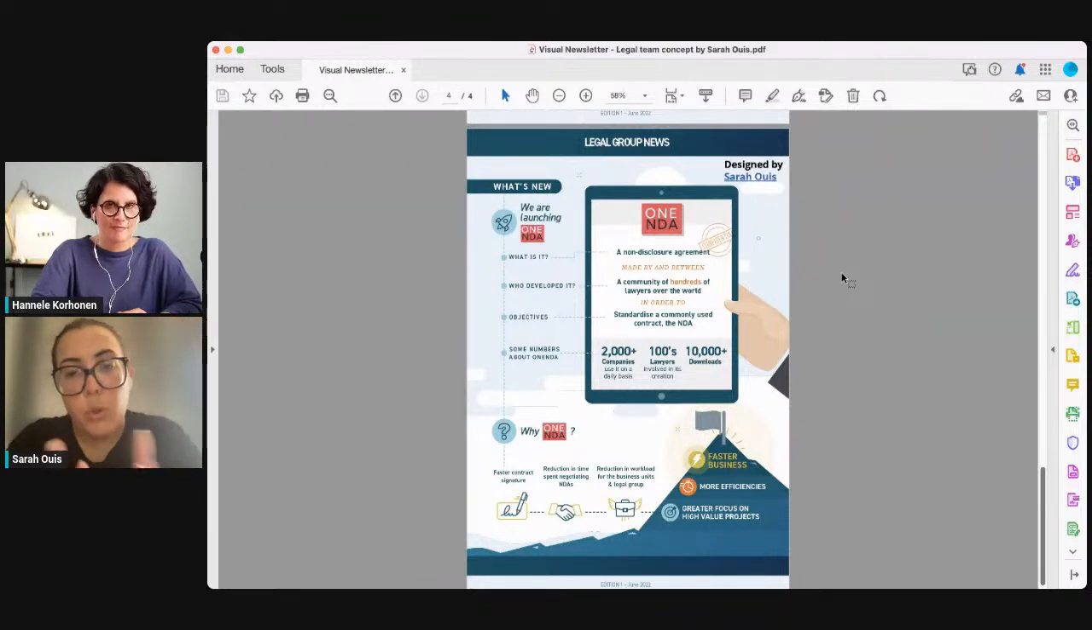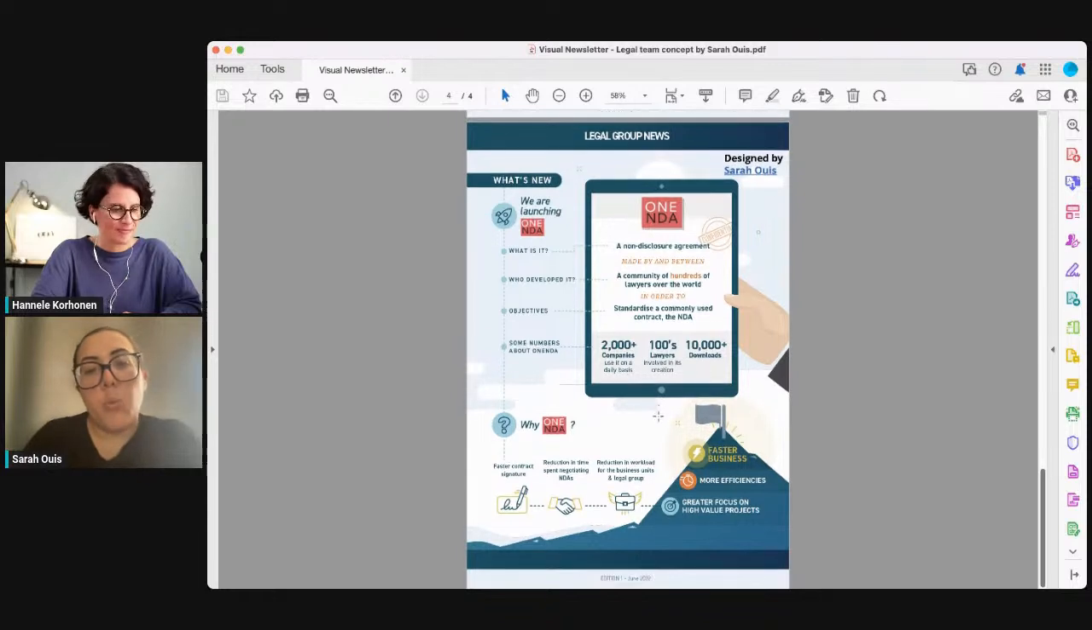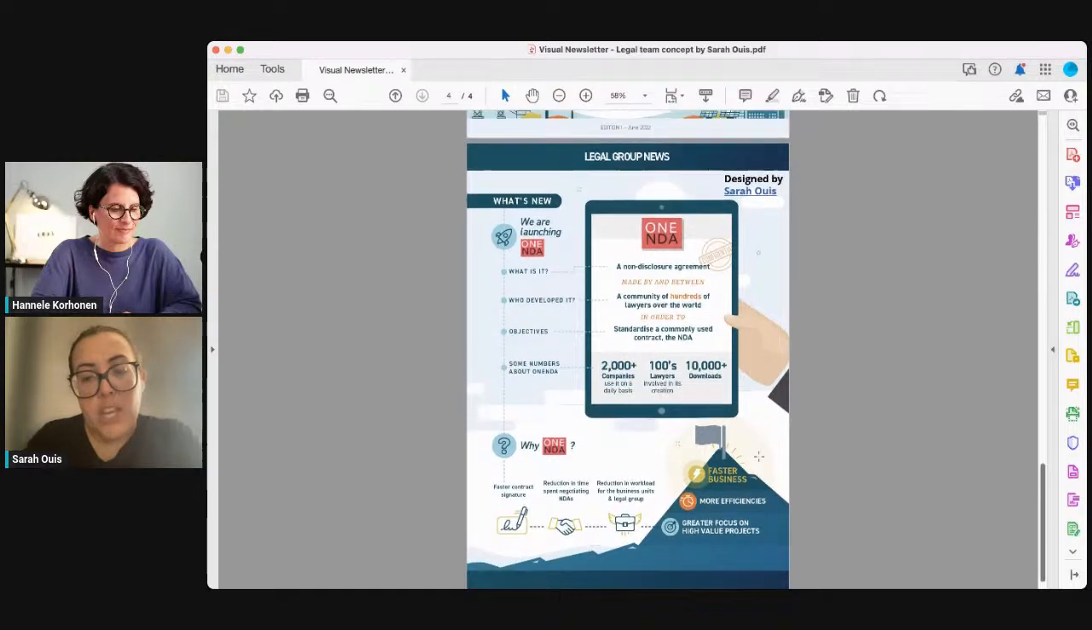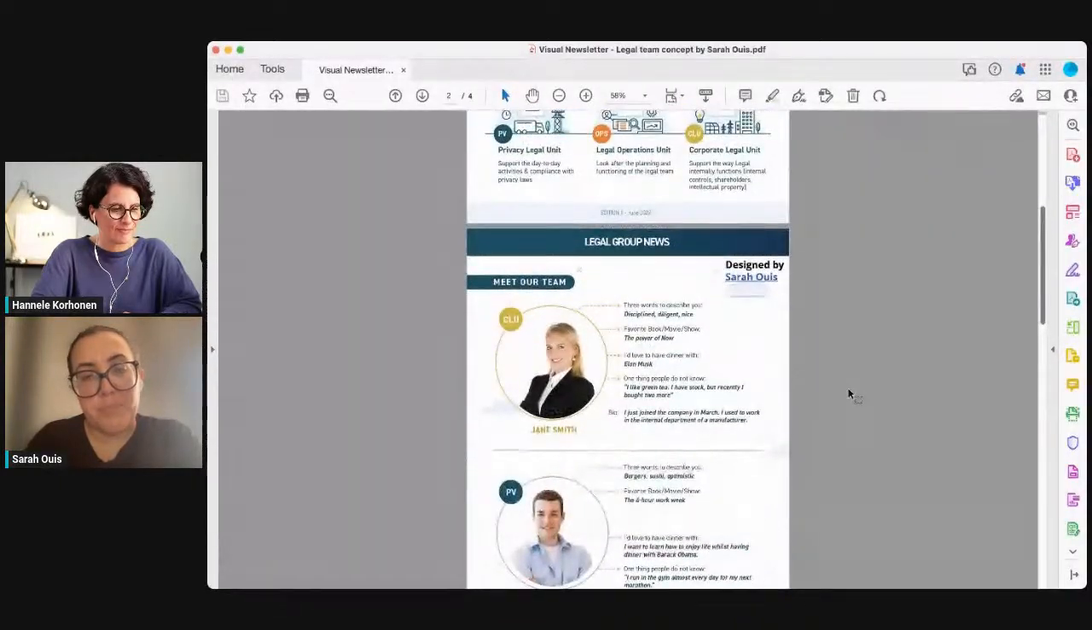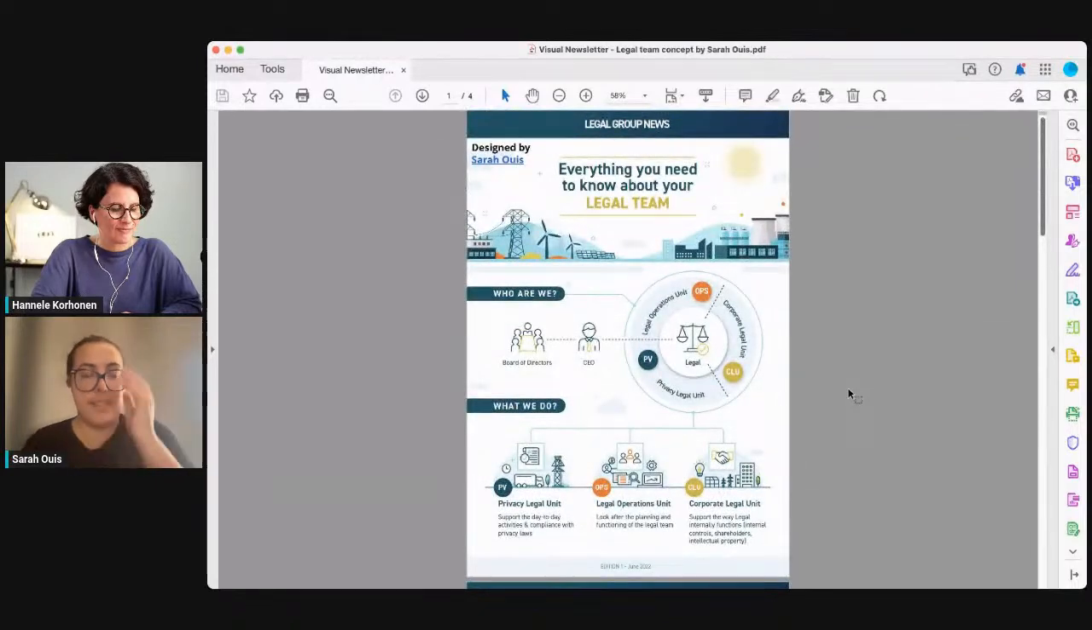For those of you who don't know One NDA, it's a standardized NDA that has been adopted by thousands of companies worldwide. And the idea is to facilitate the transaction and build efficiencies. And that's also what we are trying to communicate on in this particular page. So that's a pilot that we've rolled out. That was last year as part of a communication project.